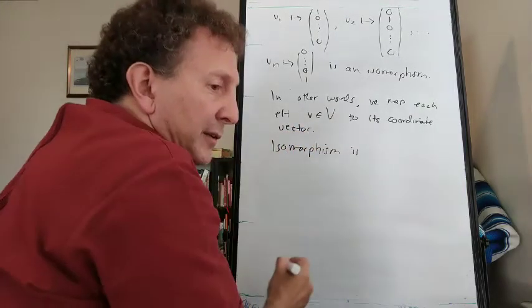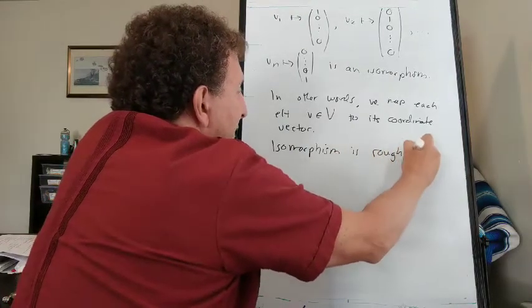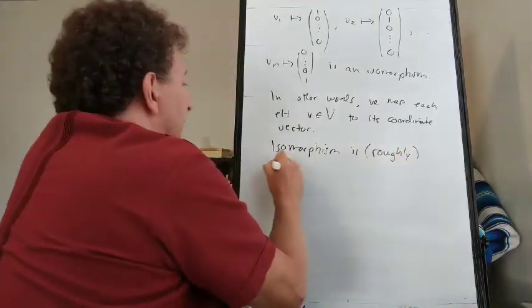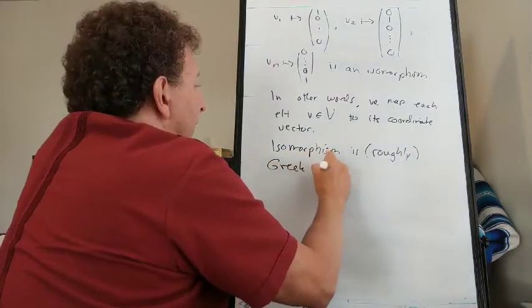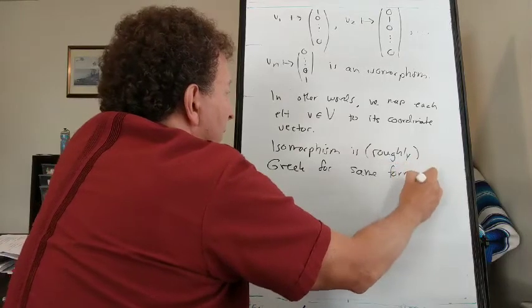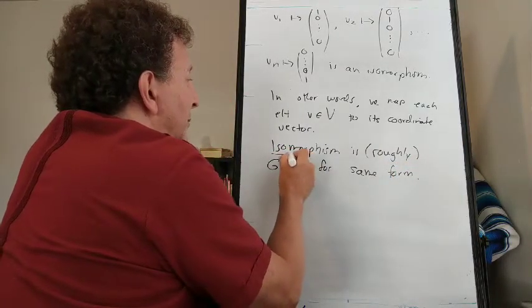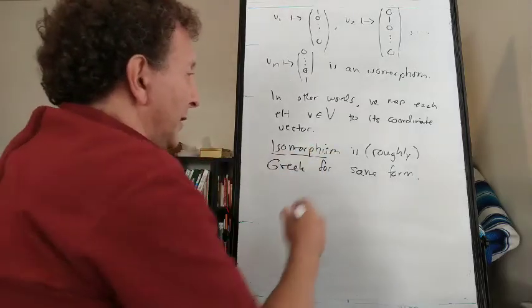Isomorphism is Greek, roughly, I'm going to say roughly because I don't really speak Greek, for same form. Iso means same and morph means form. Same form.